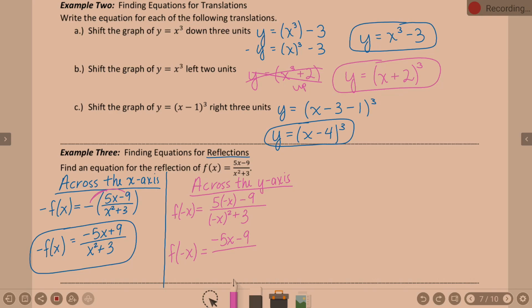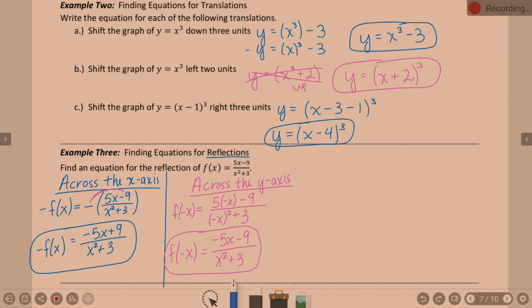What does negative x quantity squared become? Positive x squared, plus 3. Yeah, attaboy. So that's your reflection across the y-axis.